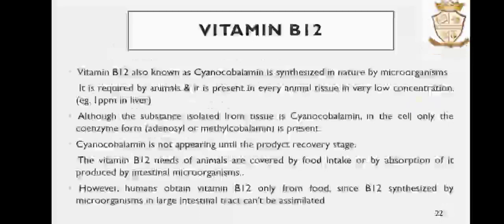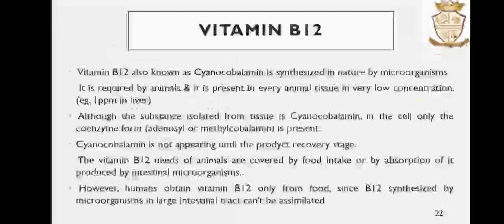Although the substance isolated from tissue is cyanocobalamin, in the cell only the coenzyme form is present. Cyanocobalamin does not appear until the product recovery stage. The vitamin B12 needs of animals are covered by food intake or by absorption of that produced by intestinal microorganisms.